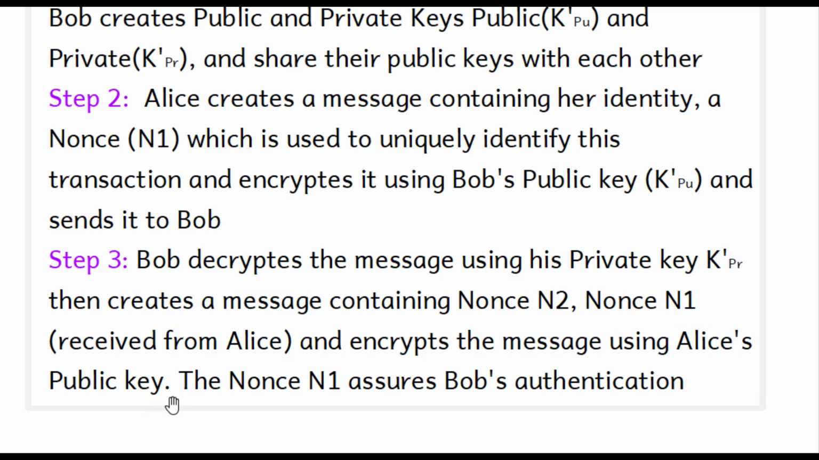using Alice's public key. So in step 3, Bob creates a message which contains nonce N2 and nonce N1, and encrypts the entire message using Alice's public key. Now this N1 assures Alice that the message has been received by Bob properly.